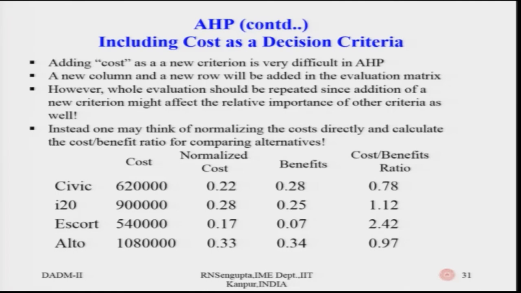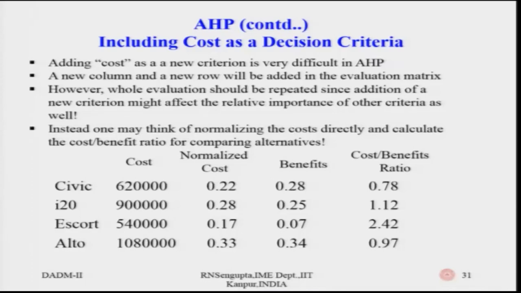Adding cost as a new criteria is very difficult in AHP. A new column and a new row will be added in the evaluation matrix. However, the whole evaluation should be repeated again, since the addition of a new criteria may totally change the relative importance between the criteria. So, see for example, you had till now these three criteria of style, fuel economy and the other one and the cost, but consider that you bring safety, say for example, or resale value, whatever it is. So, in that case, the relative ranking between the first three may totally change when you consider the addition of that. Now, you have to basically consider the 4-1.